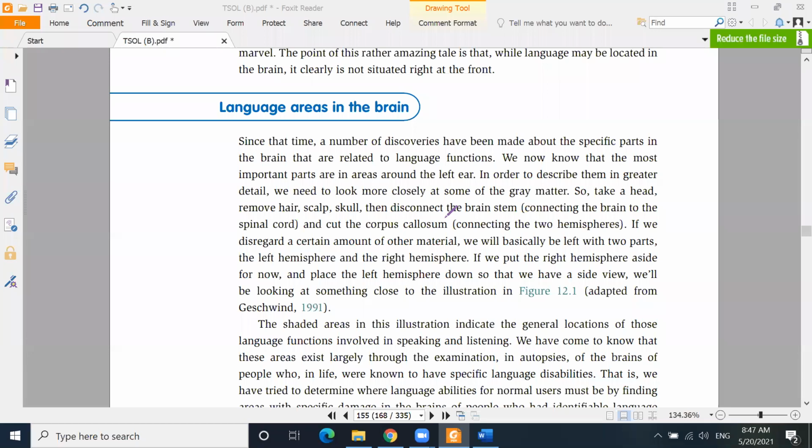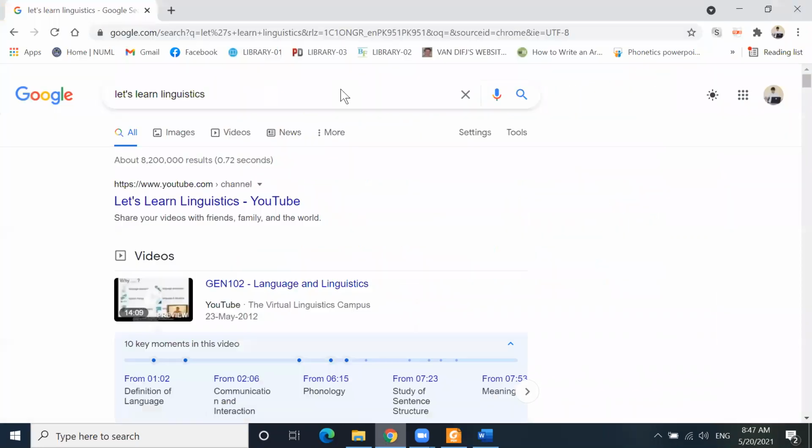That is why a separate field of study came into being, and it was termed neurolinguistics. Now, first of all, if we look at the human head, let me better show you the pictures.